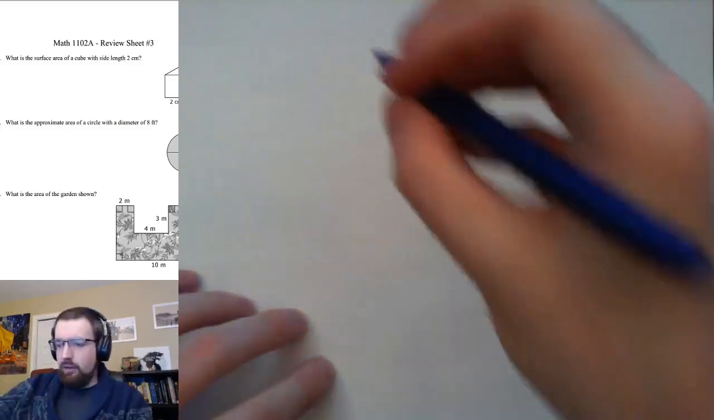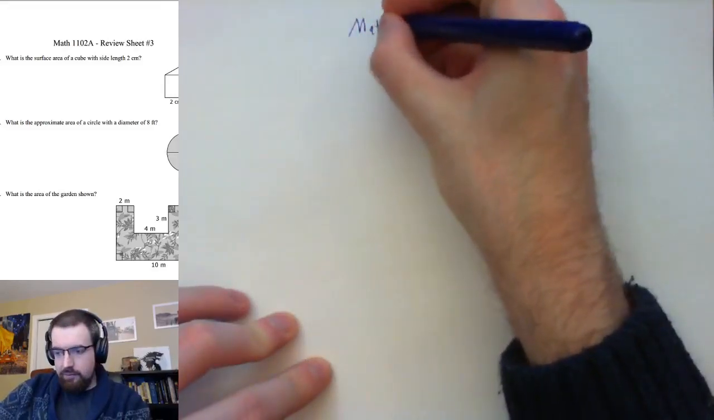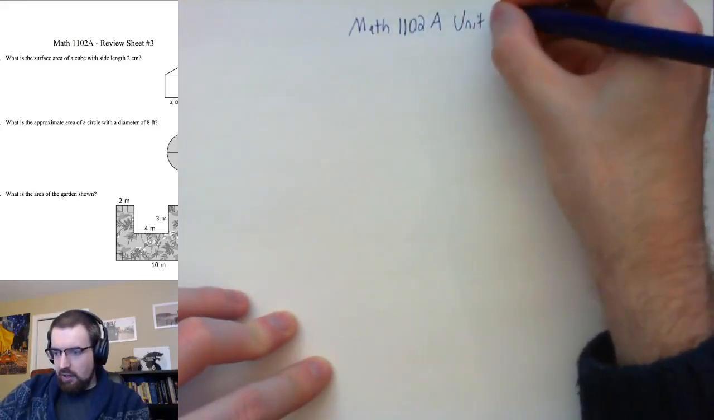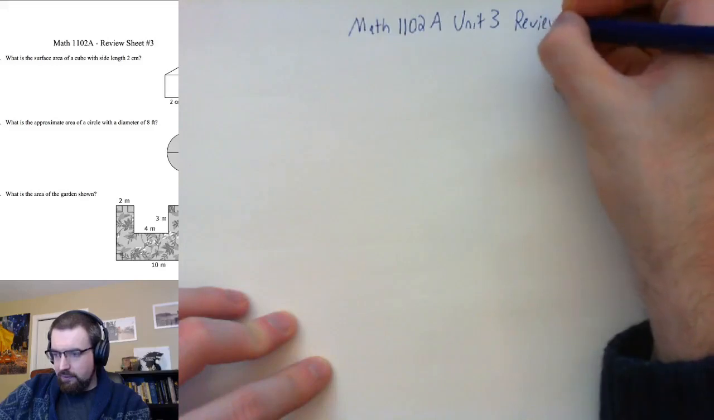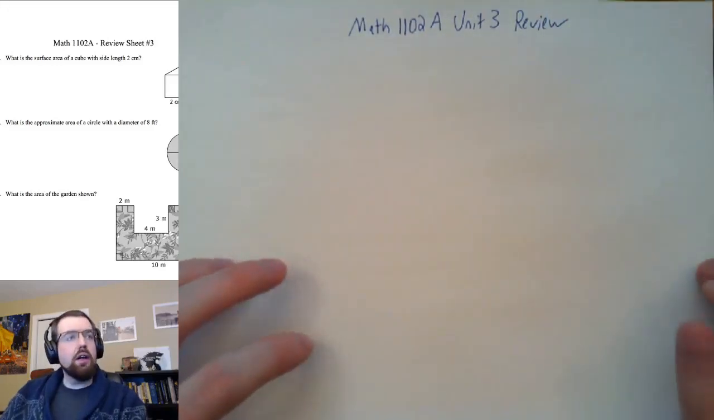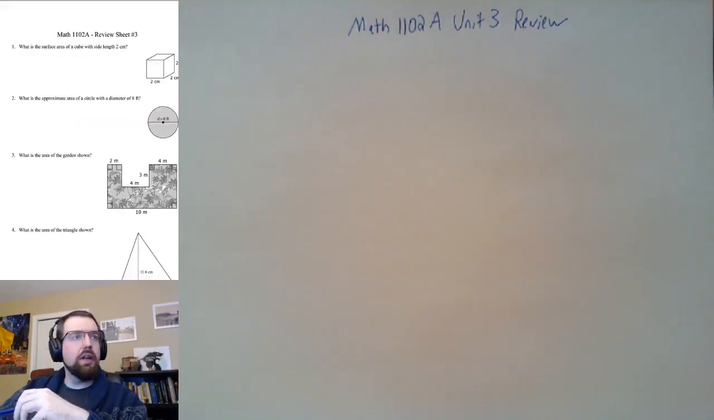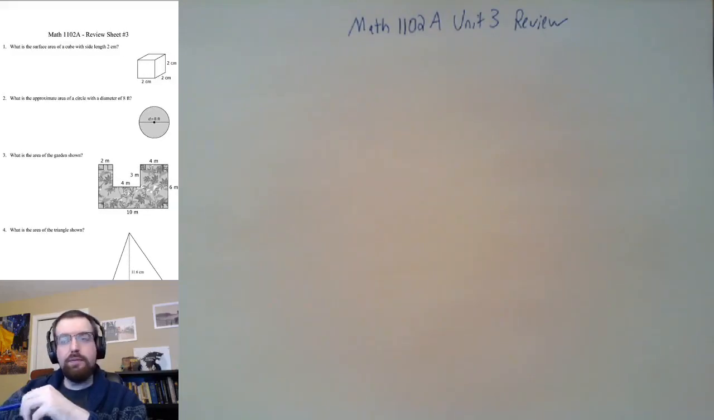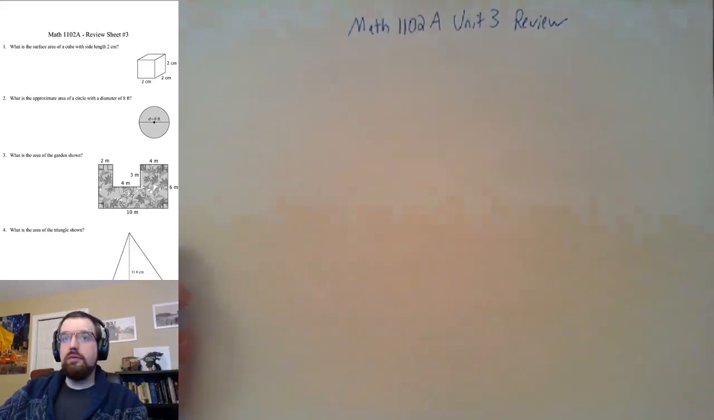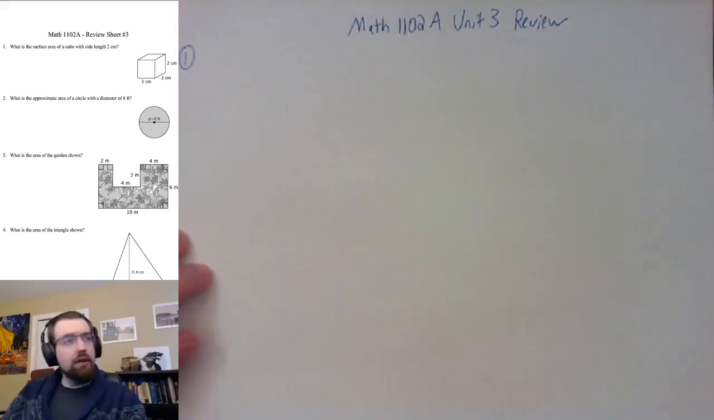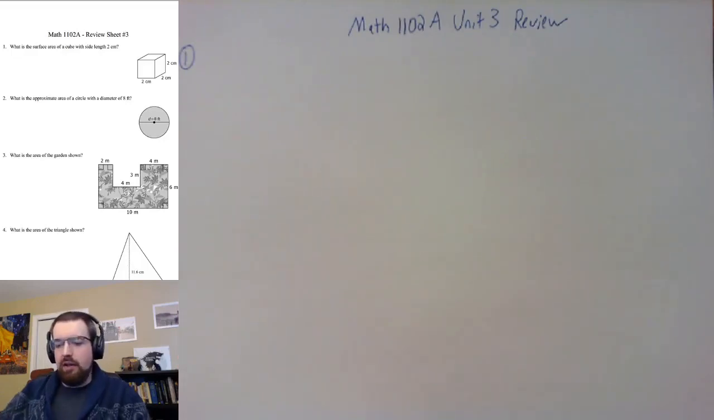Okay, so this is going to be Math 1102A, and it's Unit 3 review. I'm just going to go down through some of these ones. Some of these are going to be quicker than others, but they're all good questions because they're all ones that you guys have to know. So for question 1, that is one of the ones I wanted to go over. What is the surface area of a cube with side length 2 centimeters?